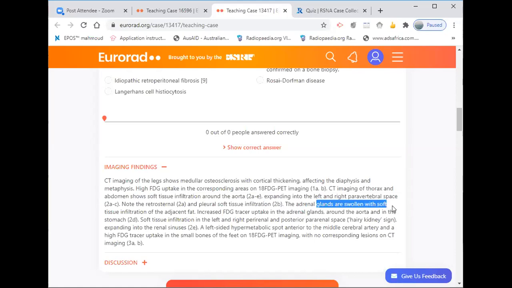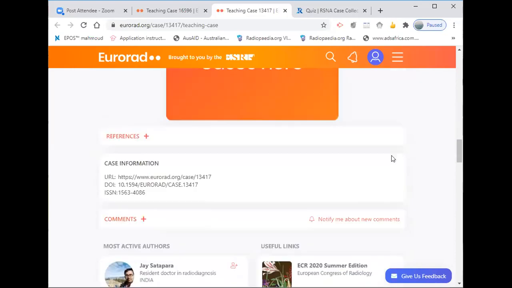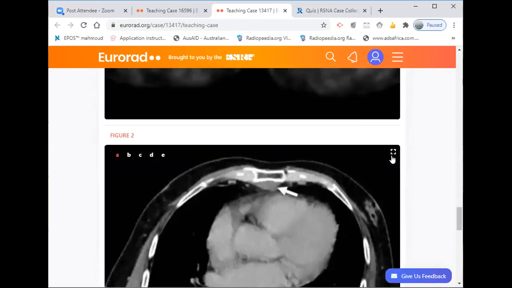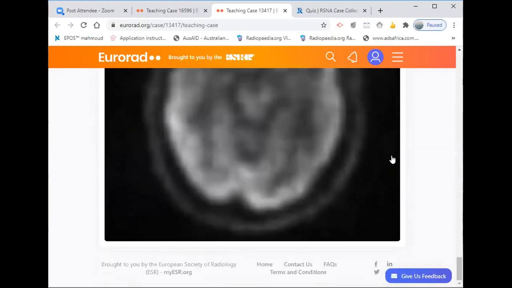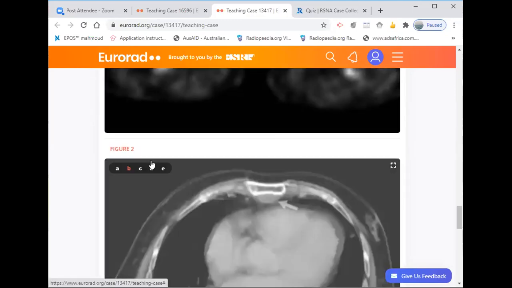We missed this. Adrenal glands are swollen with soft tissue infiltration of the adjacent fat. Wow. So let's have a look at this. And there is increased FDG tracer in the adrenal glands, around the aorta, and in the stomach. And there is something about the kidney. So before we continue, let's see, maybe we don't have this image. Sorry. Okay, we have this image in B, yes.